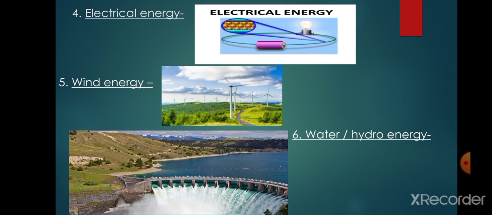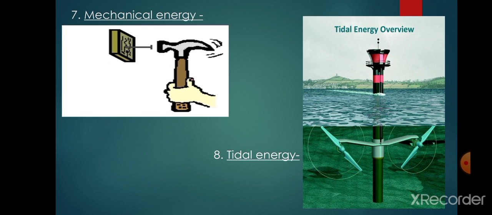It comes from moving air and it is used to generate electricity. This wind energy is even a form of solar energy. For example, windmills now run with the help of wind energy. Next is hydro or water energy, and this comes from flowing water and is also used to generate electricity.